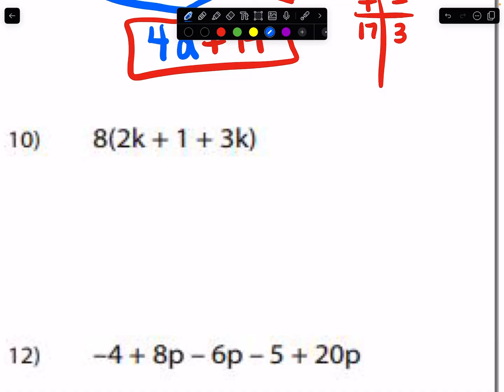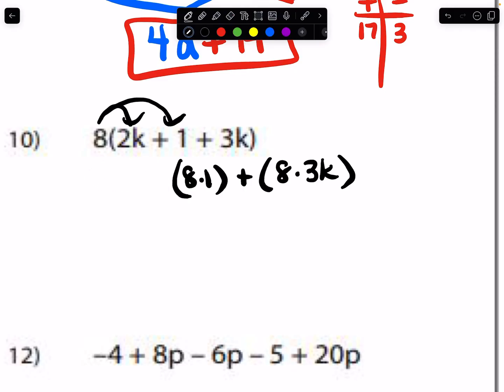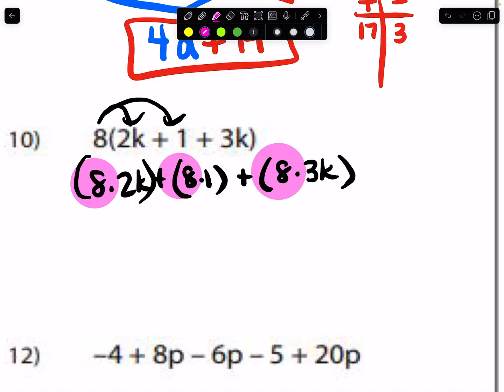Number 10 requires you to distribute. So that 8 has to go with the 2k. 8 times 2k plus 8 times 1 plus 8 times the 3k. I'm going to write this first one a little different so it doesn't mess everybody up. Okay, 8 times 2k. I want you to notice that I have an 8 with every single term. There's 3 terms to start with. We end with 3 terms.